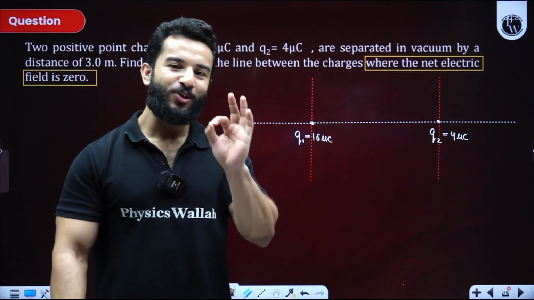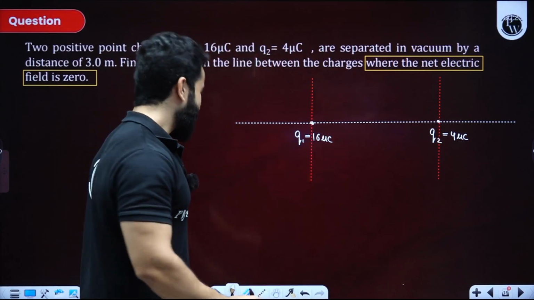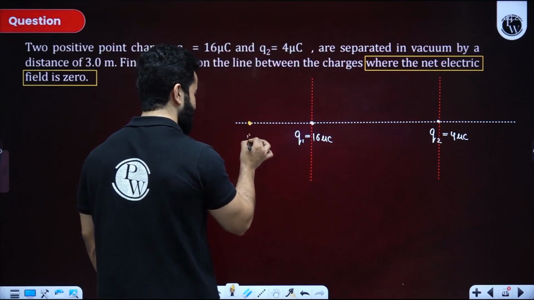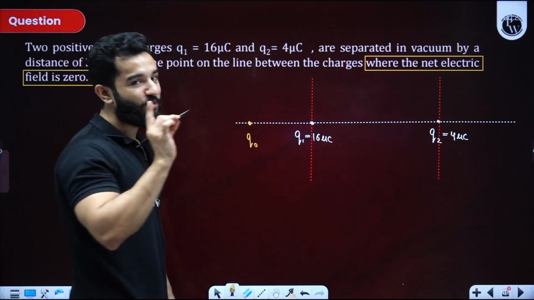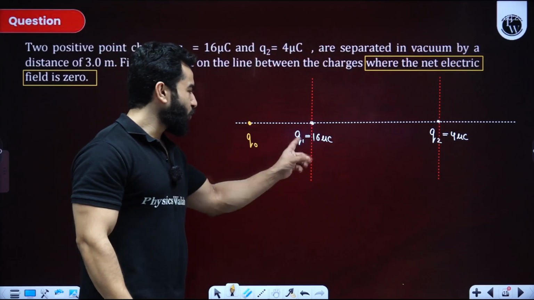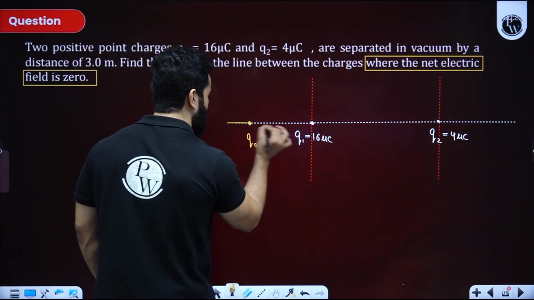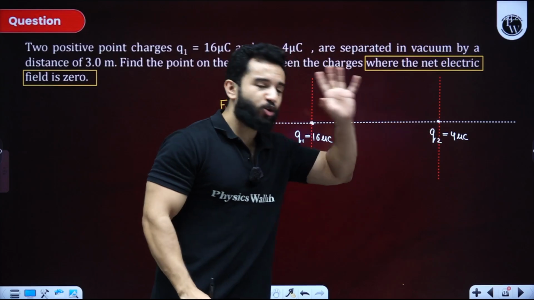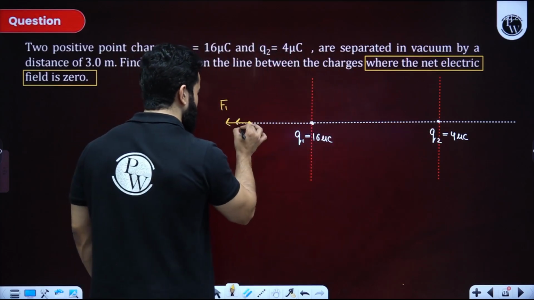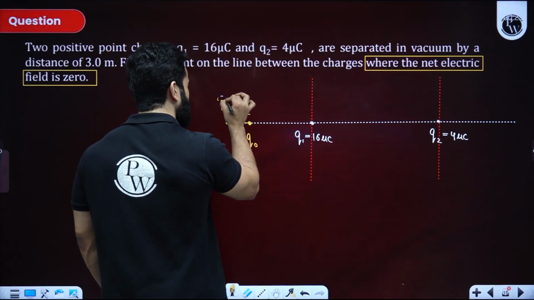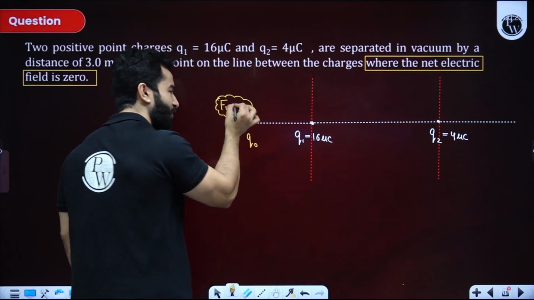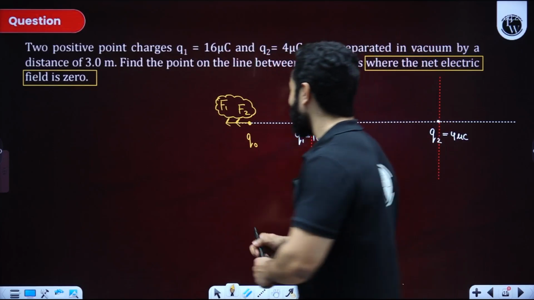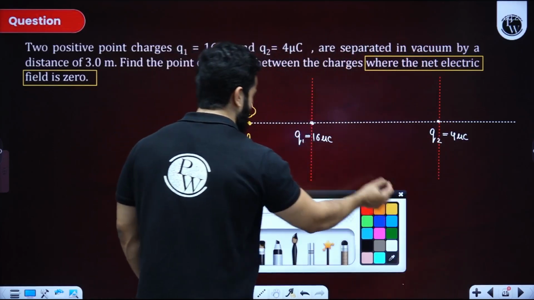Again we are going to use a test charge for it. How? Let's suppose we keep a test charge somewhere over here. Test charge is always positive, you know that. So Q1 will repel this test charge because Q1 is positive. This is how we are going to draw F1. Q2 is also positive, so Q2 will also repel it. So we are going to write F2. Friends, you tell me, is there any possibility that F1 plus F2 can become 0? Absolutely no. Why? Because they are adding up. So there is no possibility that net force can become 0 at this point.